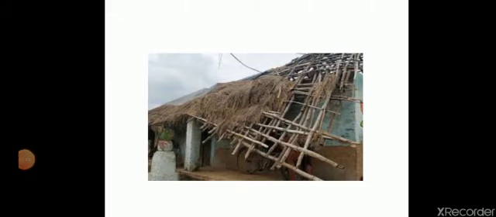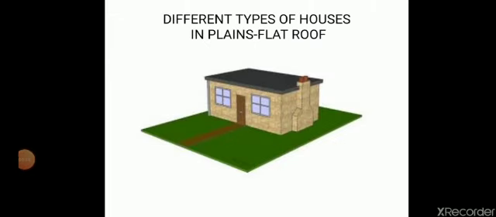See? Now, different types of houses in plains. Flat roof. The first one is flat roof. Do you know, children, what we mean by plains? Plains are the areas where there are no hills, no deserts. It's a type of land. Like some people live in hilly places and some in deserts, and we live in plains.